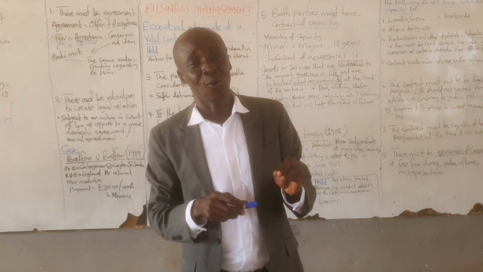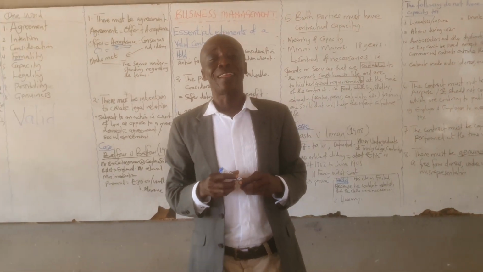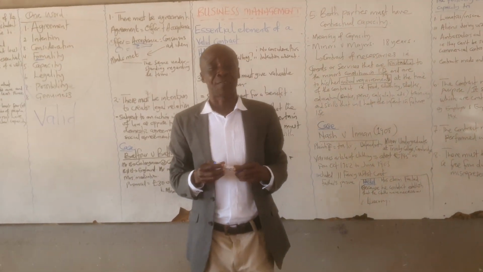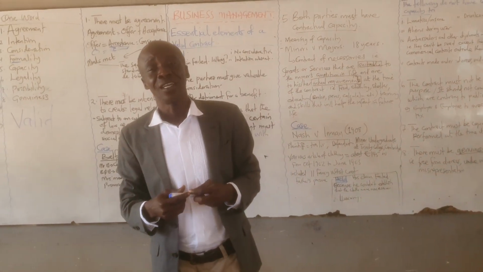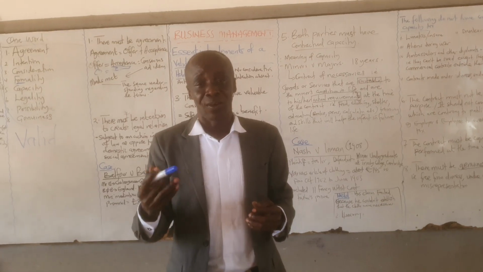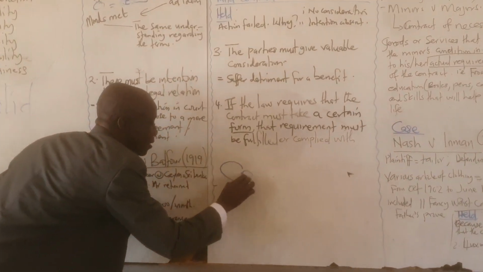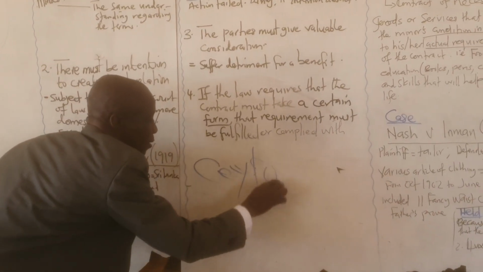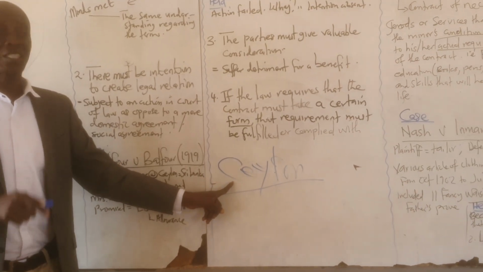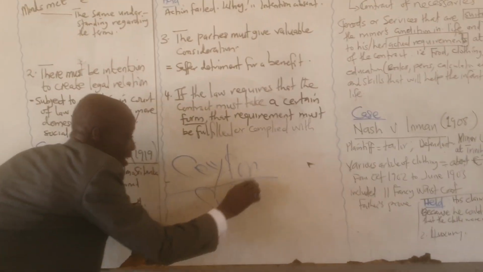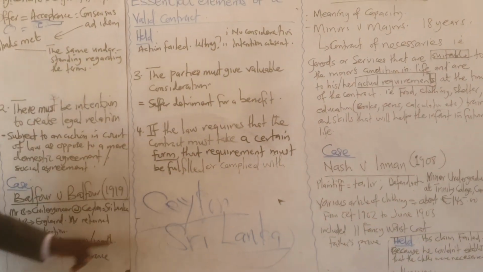Balfour versus Balfour in 1919. What happened? Now, there was this man who was a civil engineer, and his name was Mr. Balfour. He lived in Ceylon. That's where he came from. Ceylon. Now, this has changed to Sri Lanka. So that is the modern name.